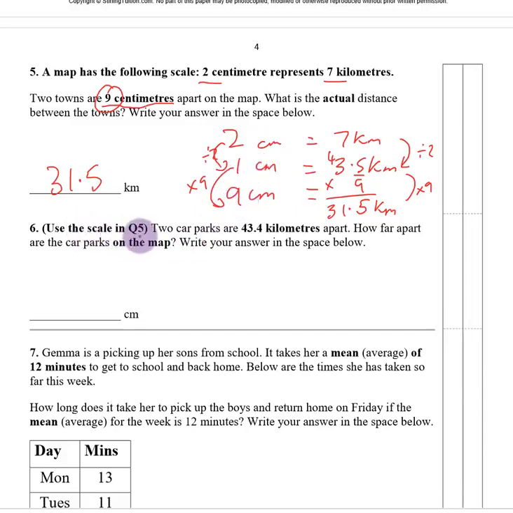Now, use the scale in question 5. So we've got 2 centimeters equals 7 kilometers. 2 car parks are 43.4 kilometers apart. How far apart are the car parks on the map? Okay, so again, we've got our 2 centimeters equals 7 kilometers. But we need to get to 43.4 kilometers. So what have we done to turn 7 into 43.4? So what we have to do is divide this by 7 to see what has actually happened to it.